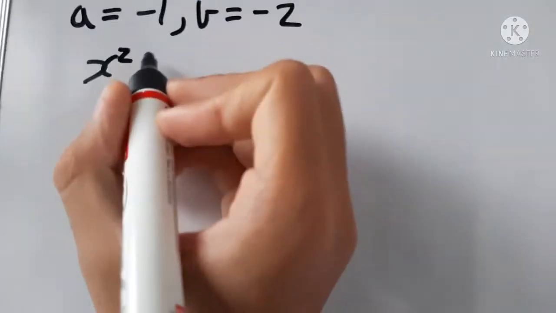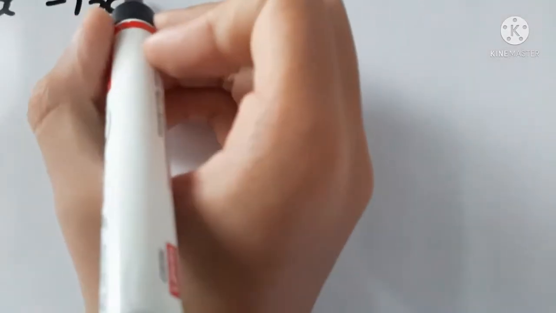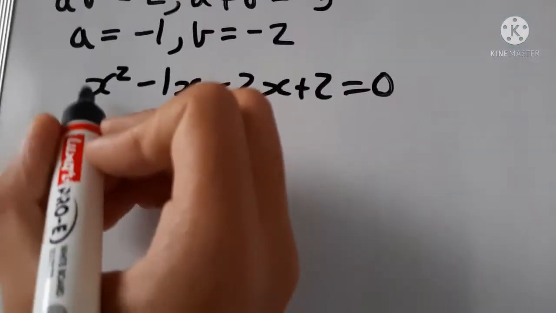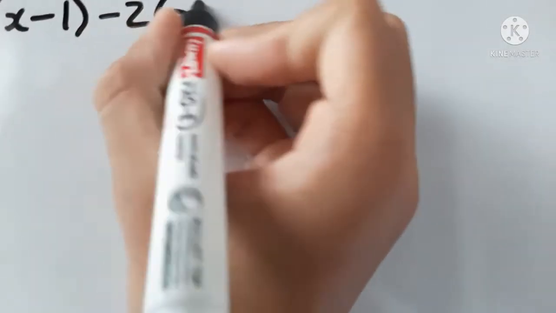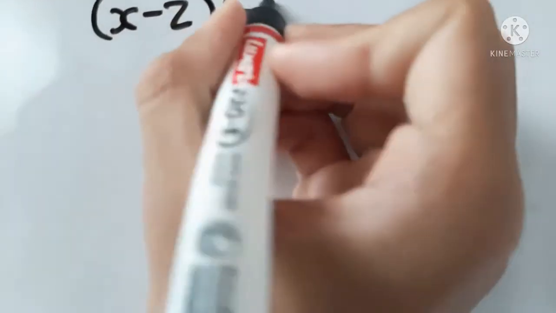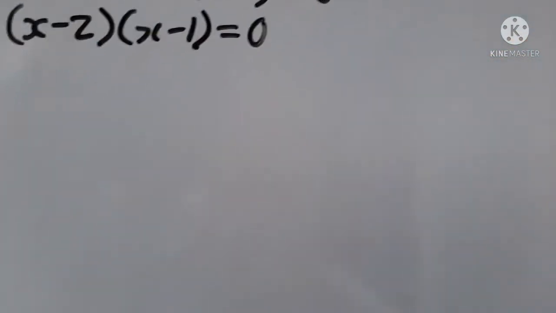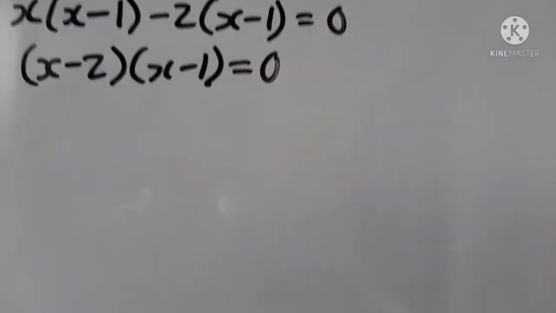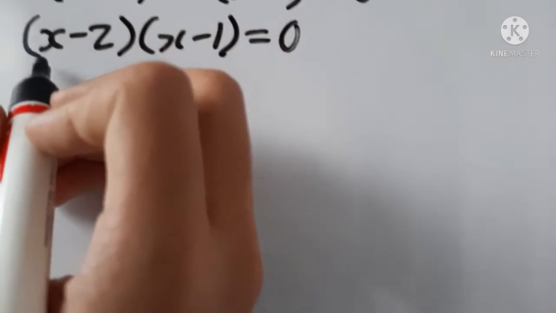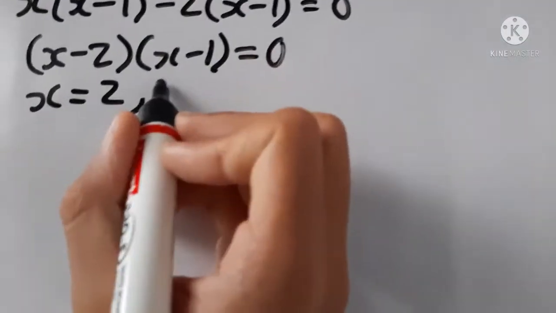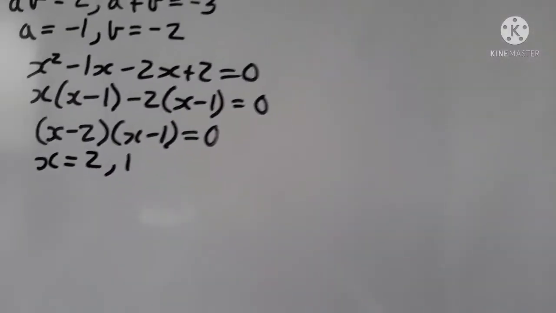x squared minus 1x minus 2x plus 2, and this is 0. So we get x times (x minus 1) minus 2 times (x minus 1) equal to 0, and we get (x minus 2) times (x minus 1) equal to 0. So this is our factorized polynomial, our factorized g of x: x minus 2, x minus 1. That means that x is either equal to 2 or 1. Those are valid solutions.